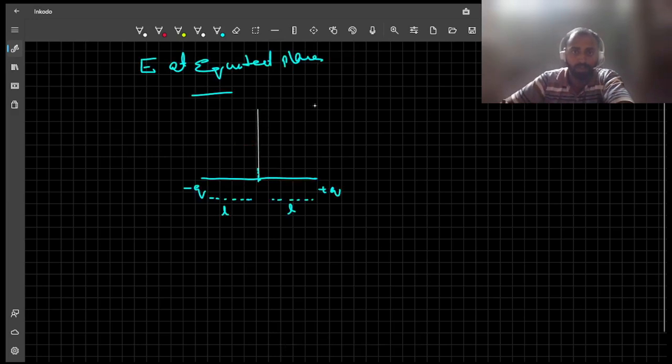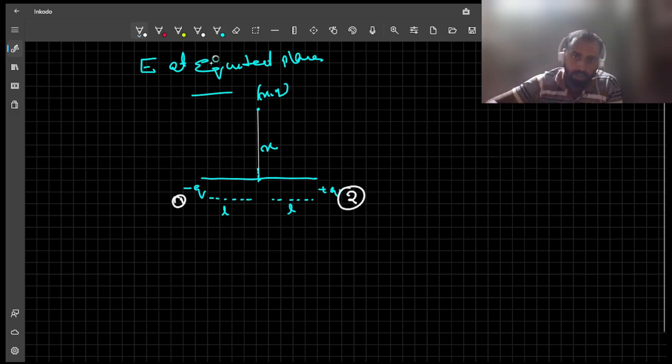Okay. I need the electric field at exactly here. This is my xy point. This distance is x. How to find the electric field here? First, we have to discuss what electric fields are acting here. If I see the electric field, this is my first charge, this is my second charge.